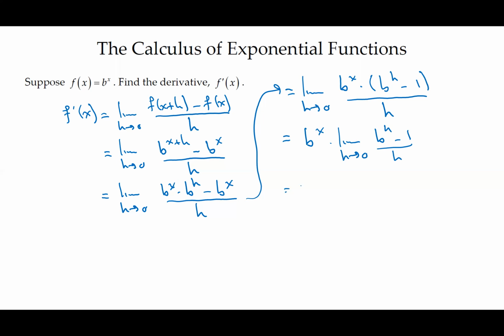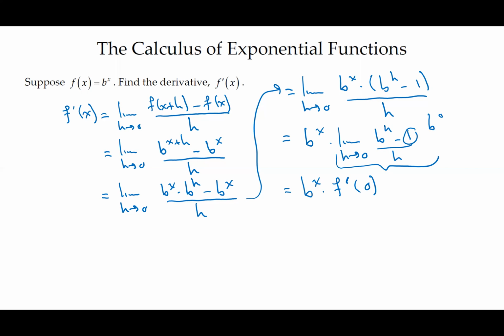But notice that b to the h minus 1, right? This minus 1 is like b to the 0. So this limit here is really f prime of 0. Now this is interesting. This says that the derivative of an exponential function is just some scale factor of itself, right? F prime of 0 is a constant.